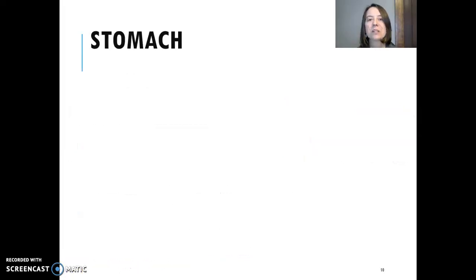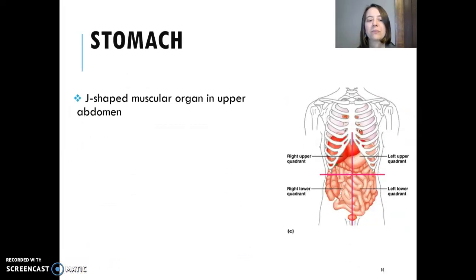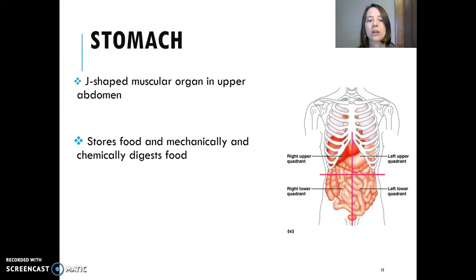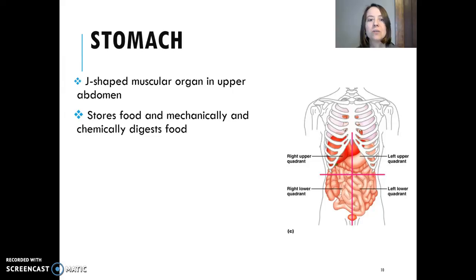The esophagus brings us to the stomach, which is a J-shaped muscular organ in the upper abdomen. The stomach will store food and mechanically and chemically digest food. Now, the food is no longer called food, it's no longer called a bolus, it is now called chyme, C-H-Y-M-E.